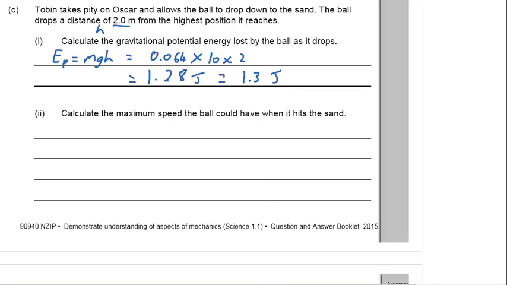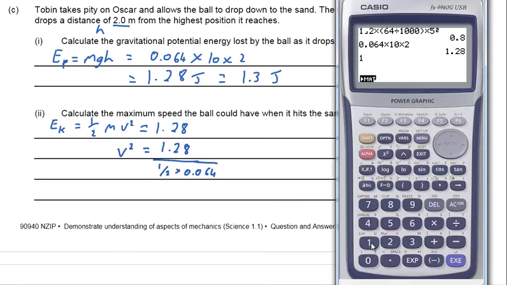Okay, II, calculate the maximum speed the ball could have when it hits the sand. So we've got EK equals a half mv squared, and if we assume that all of the gravitational potential energy is converted into kinetic, then we can say that this equals the 1.28 joules, and so we can do some algebra. So we know that a half and m are being multiplied by v squared, and so the opposite of doing that is to divide. So I'm going to get v squared equals 1.28 divided by a half times the mass, which we know is 0.064. And I need to square root that answer.